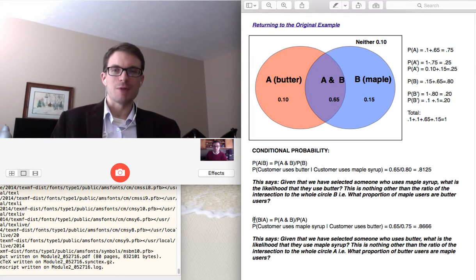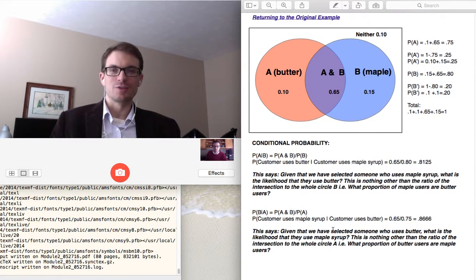So this is mathematically the probability of event B conditional on A. It's equal to the probability of the intersection divided by the probability of event A. So here we have essentially the ratio of the intersection to the probability of the entire circle A, right? And so the conditional probability of using maple syrup, given that you're using butter, is 0.867. So what this is telling us is, given we have selected someone who uses butter, what's the likelihood they also use maple syrup? Or what proportion of butter users are maple users?